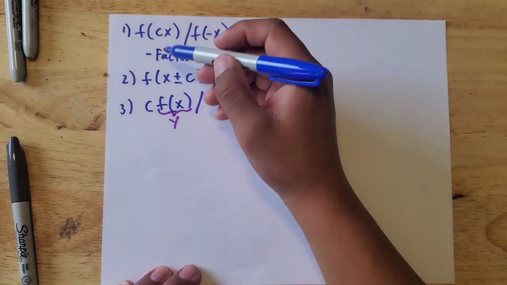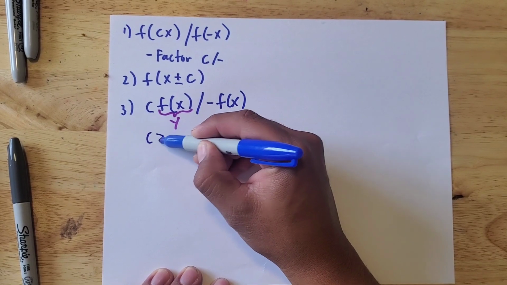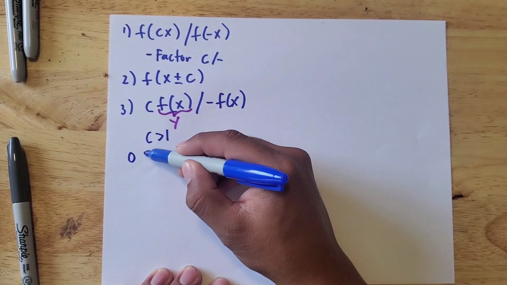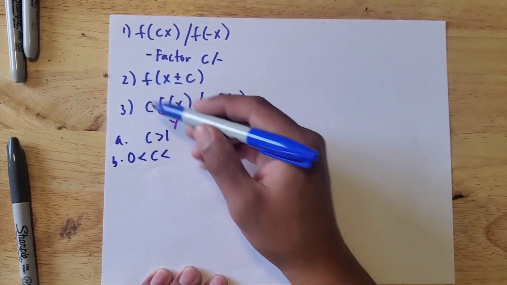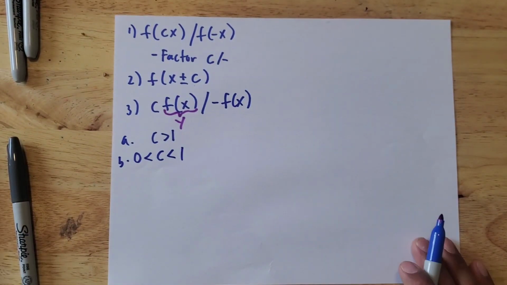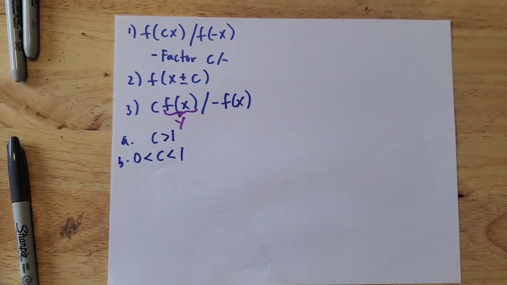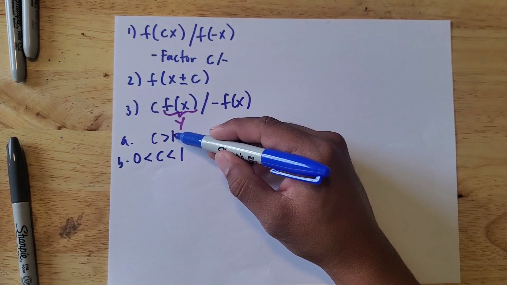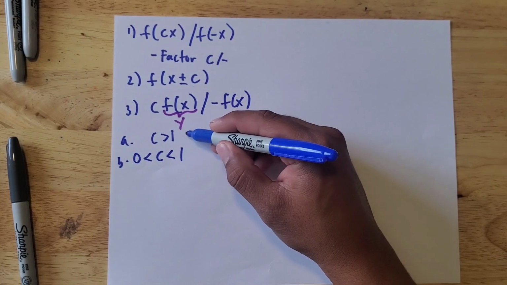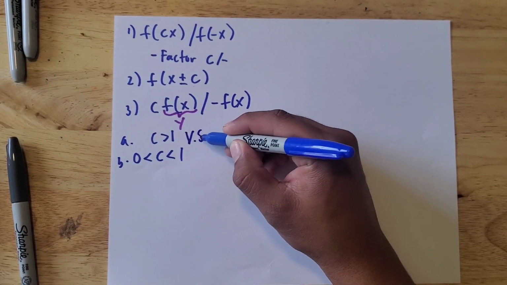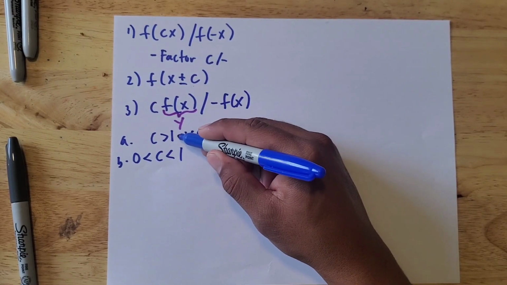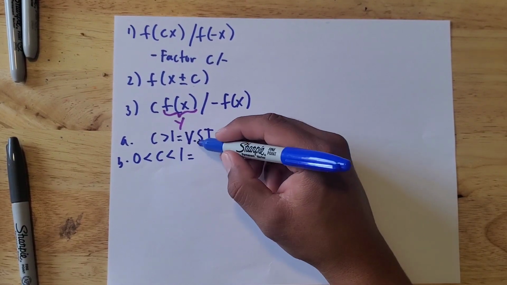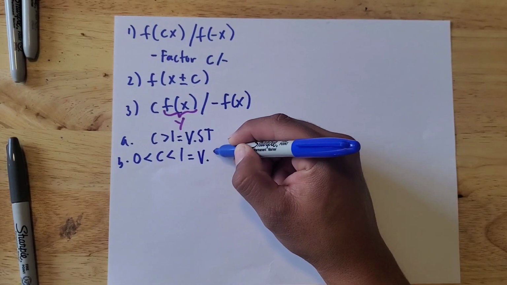Same as the first ones, you can multiply by something that's bigger than 1, or you can multiply by a constant that's in between 0 and 1. So these are the two cases here, same as before. But everything outside behaves the way you think it's supposed to. So what I mean by that is, if you multiply by a number bigger than 1, it's actually going to do a vertical stretch. So I'm going to put ST. Or if you multiply by a number between 0 and 1, it's going to be a vertical shrink.